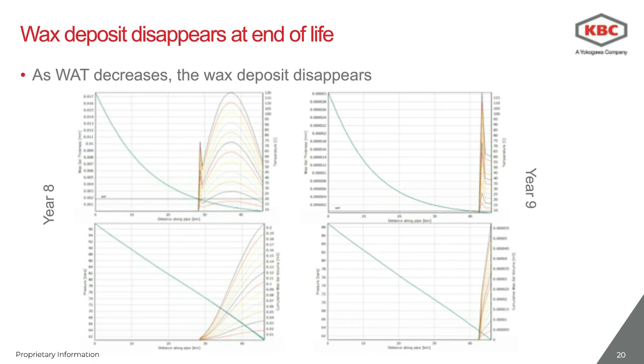Just after year 9, we know that the wax appearance temperature is going to drop below the temperature of the flow line, so wax is not going to deposit at all. And if I look at what's happening in year 9, the wax deposit is barely visible, just in the very last part of the flow line.